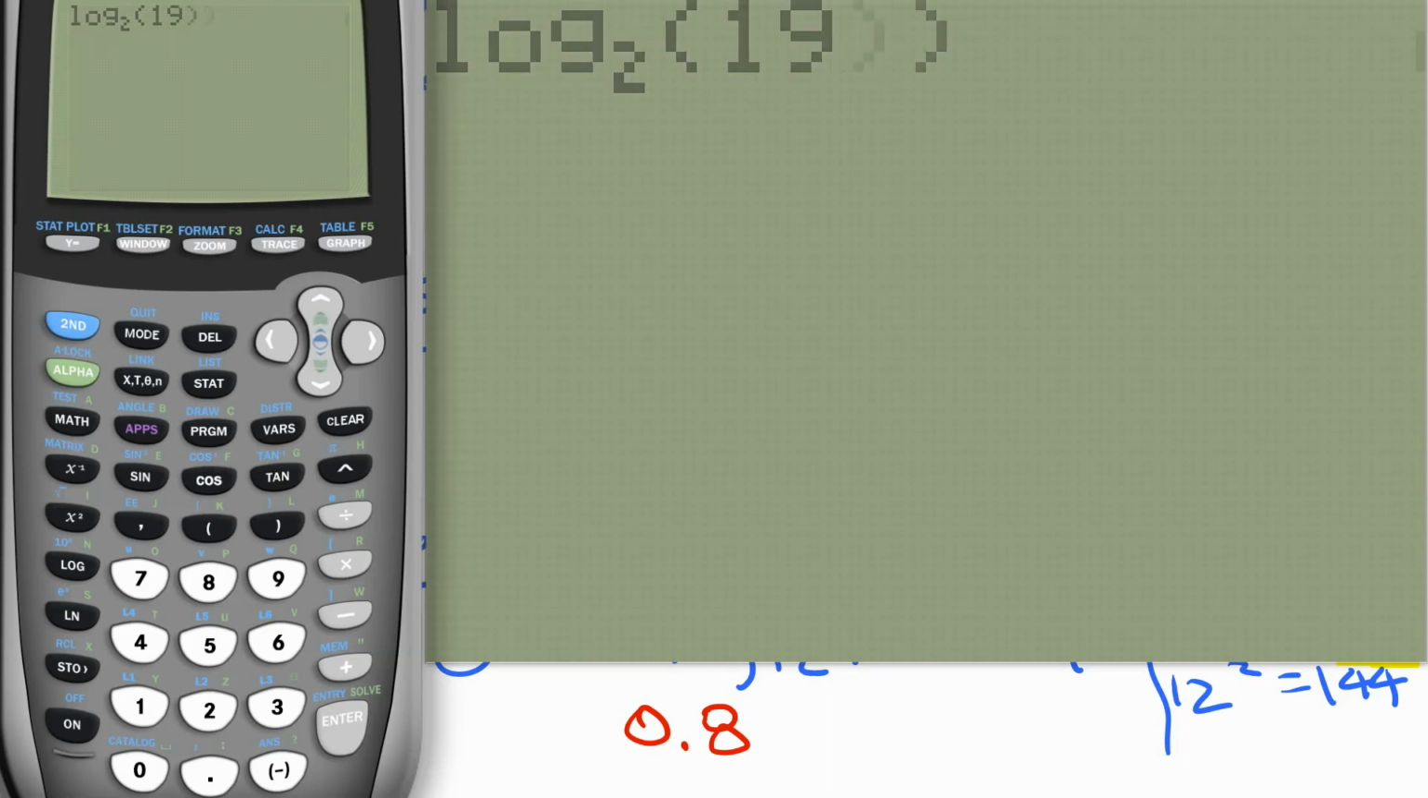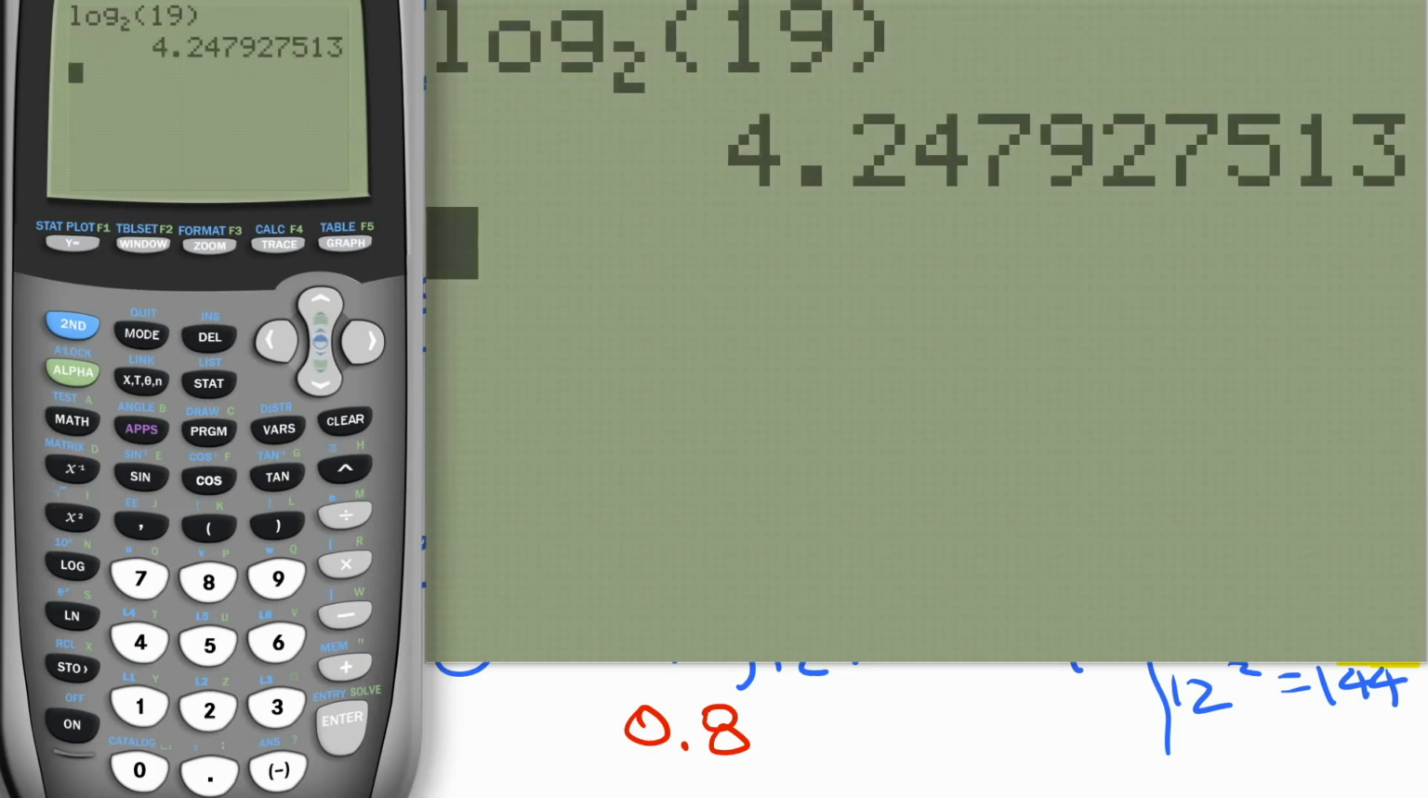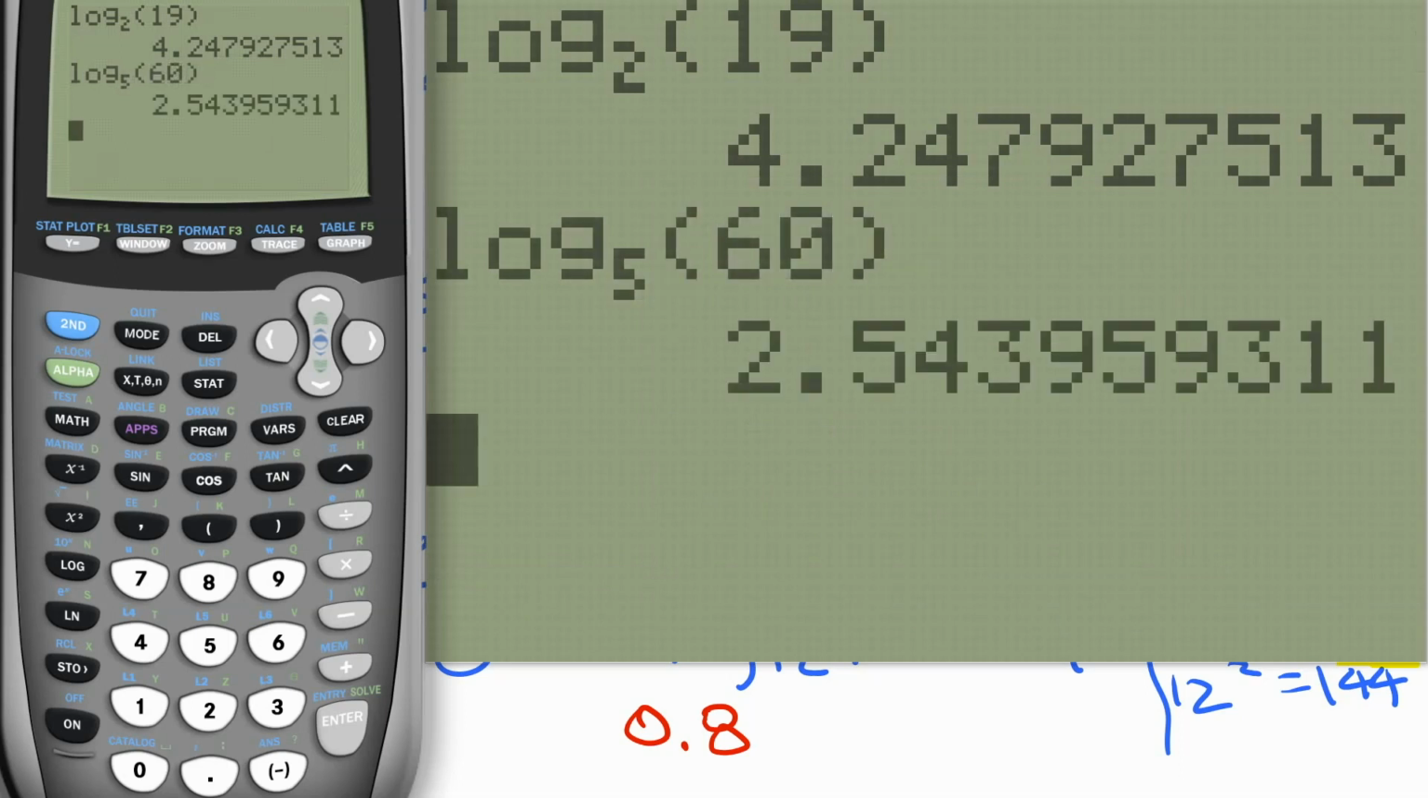And if we check what that is, 4.2 something. So pretty close to what we had guessed, 4.2. If we do this again for the second one, log base 5 of 60, 2.5, basically what we guessed.